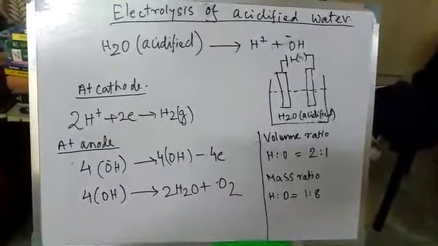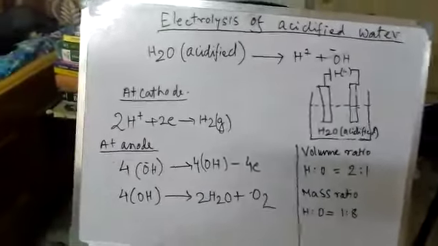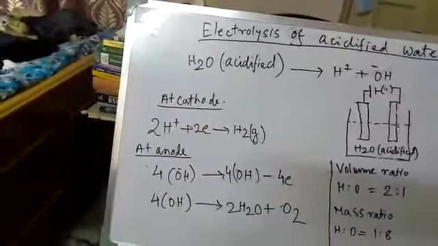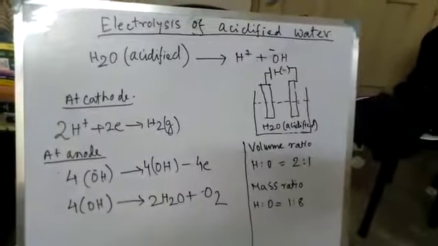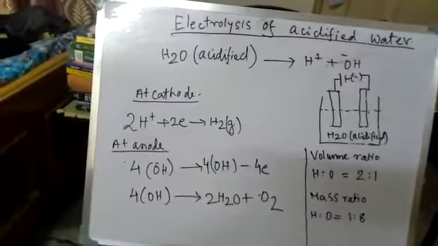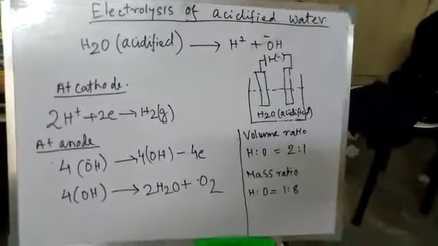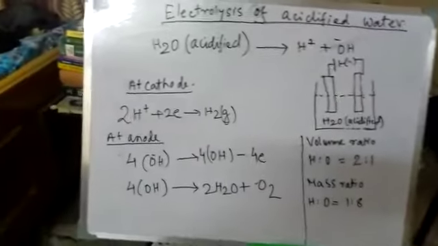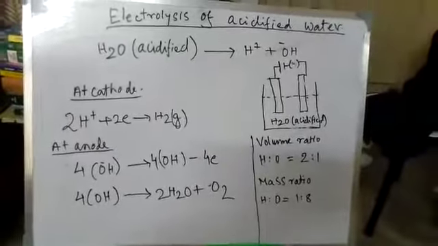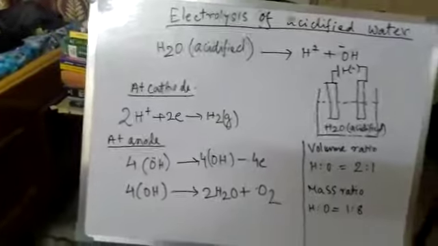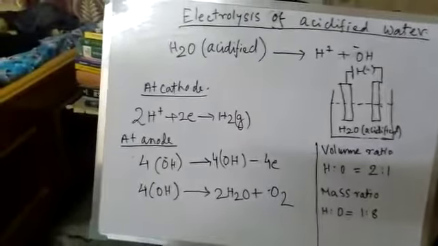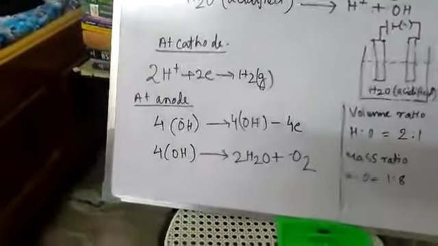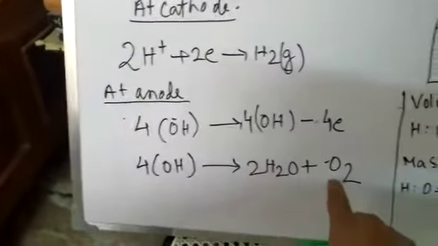I am telling again, acidified water splits into H plus ion and OH minus ion. H plus ions rush towards the cathode, at least 2 H plus ions take 2 electrons from the cathode and are liberated as hydrogen gas. And at the anode, 4 OH minus ions at a time release 4 electrons and form 4 neutral OH radicals, which are very unstable and readily dissociate into water and oxygen.